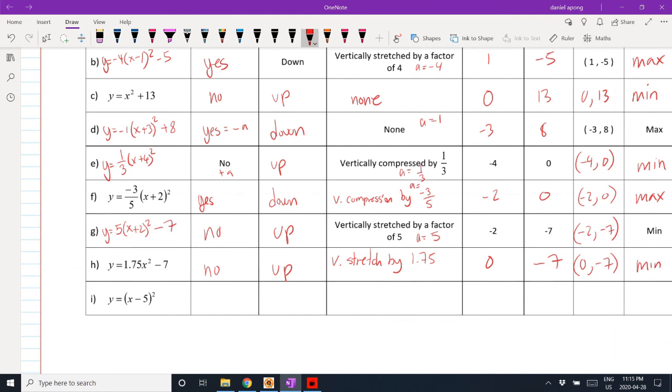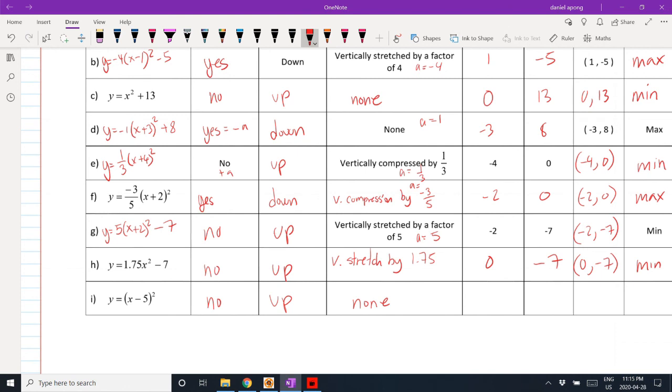And the last one, thankfully it's not so complicated. We have an a value of +1, so there is no reflection. Must mean it opens up. Is there a vertical stretch? No. Okay, A is just 1.